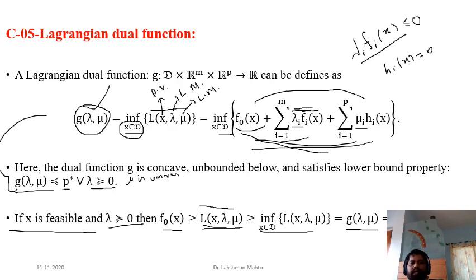And what do we observe? What is p naught? p naught is the least value of f naught, the objective function of the primal problem. We also observe that for every value of lambda and mu, the dual function is less than or equal to f naught of x for every x. And p star is the optimal or least value of f naught. So p star would be greater than or equal to this Lagrange dual function. That's why we are getting this relation.